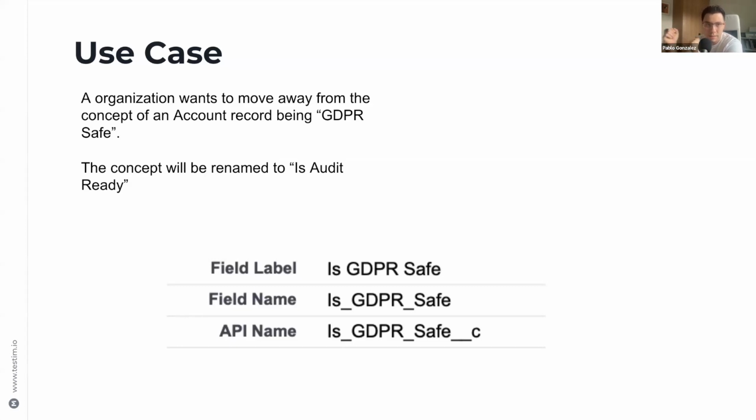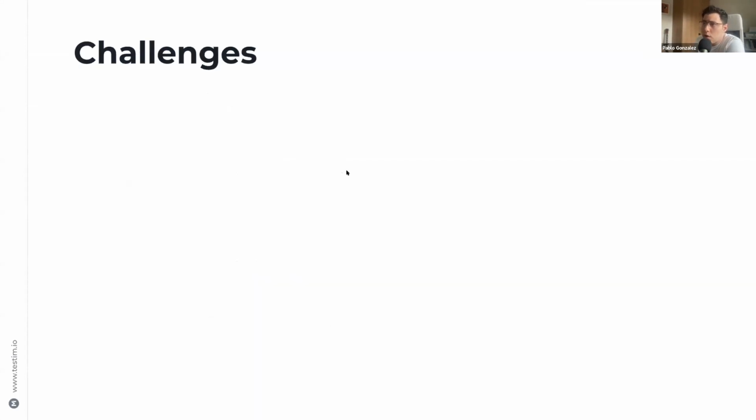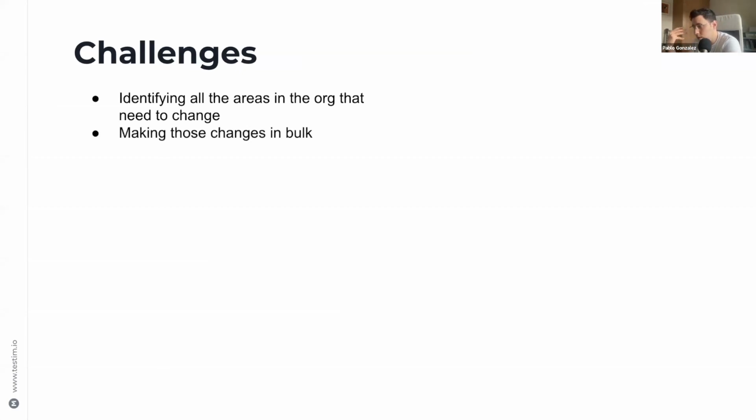But as I said, that field and the concept as a whole is used everywhere throughout the org. So it's not just changing the field label, it's changing the entire terminology in the org, changing the entire concept. And obviously that has consequences on your metadata and configuration. When you're thinking about a use case like this, there are different challenges. For example, how do you identify all the areas that need to change in the org? And once you identify those changes, how do you make them in bulk? Now, because you're doing so many changes, you also need a way to deploy them easily and keep track of them.